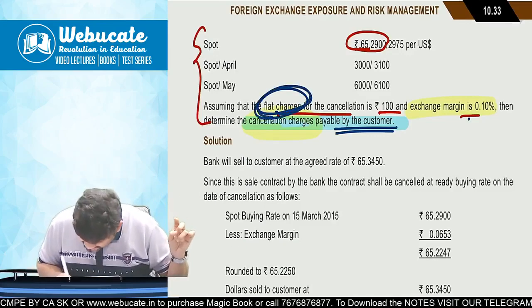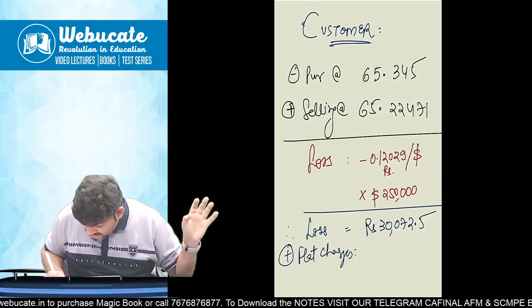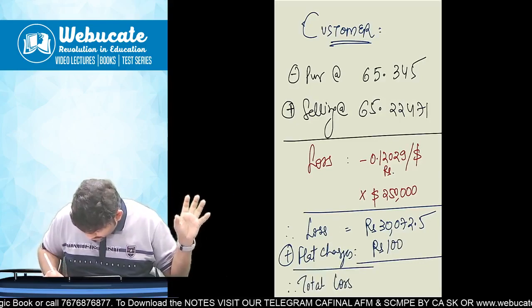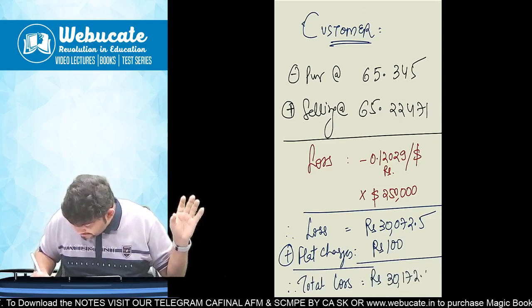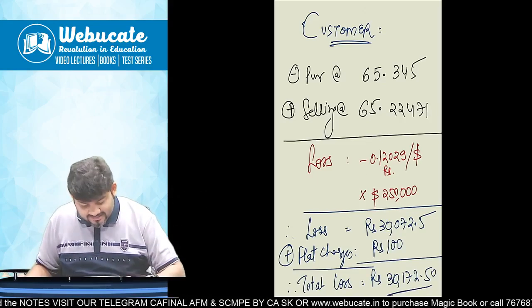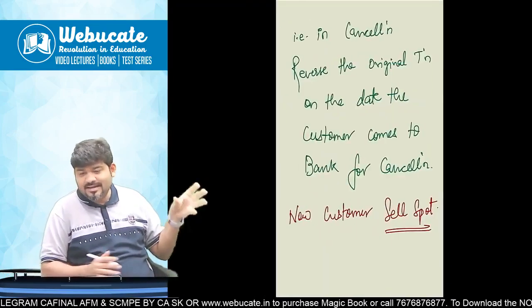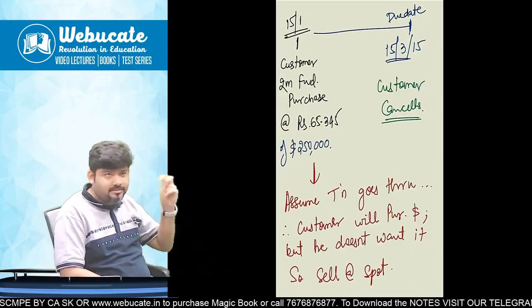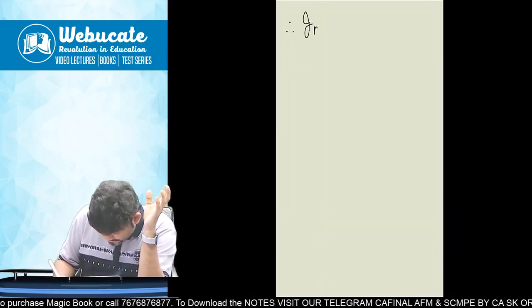But there is also something called flat charges. How much? 100. Just add it. Add flat charges rupees 100. So the total loss of the customer will become ₹30,172.5. Got it, guys? Any question? Easy peasy. So this concept is called exchange difference. When the customer offsets the transaction, it is called exchange difference.